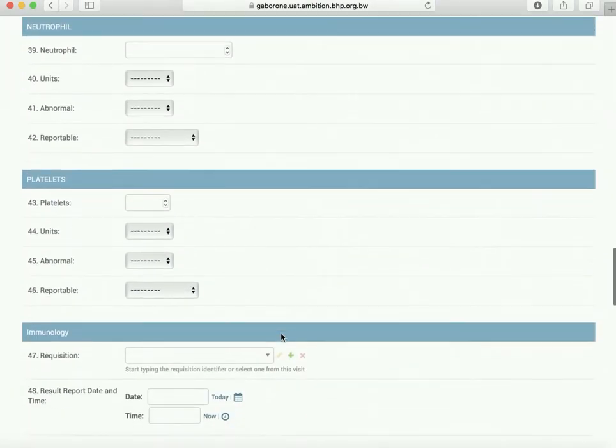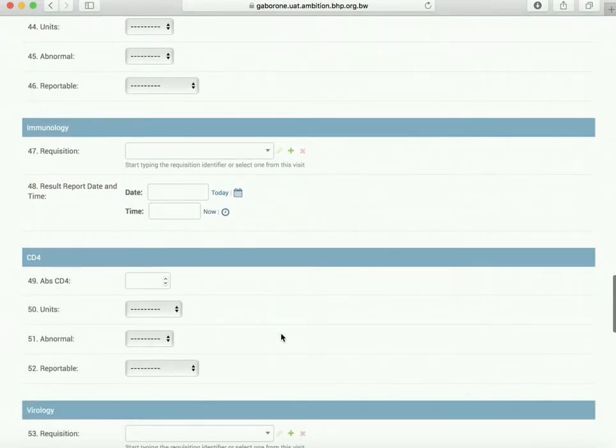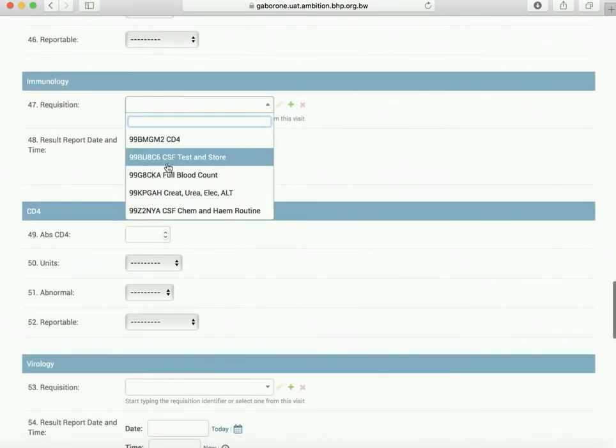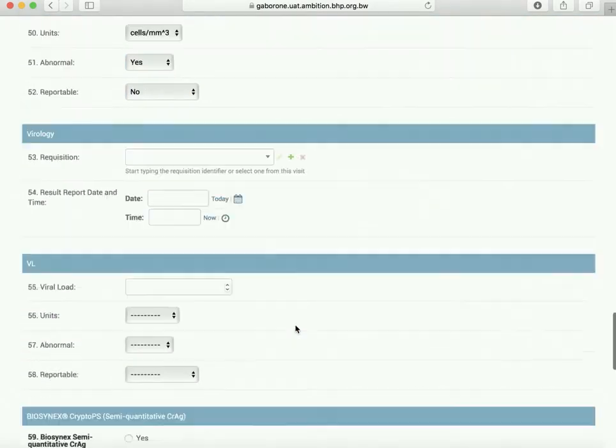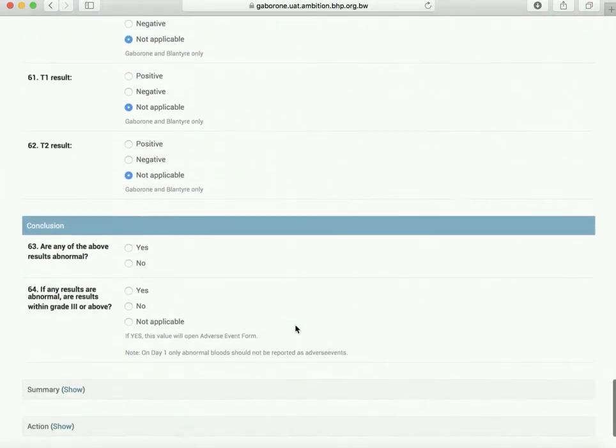And you can fill in all of these, so all of the full blood count. Immunology would be the CD4 count. We filled one of those in, so we can do that. And then when you get to the bottom of the form, you'll be asked to conclude the results. Are any of the above results abnormal? And if they are abnormal, are any of them a grade 3 or 4 adverse event? Because those would trigger the adverse event process.